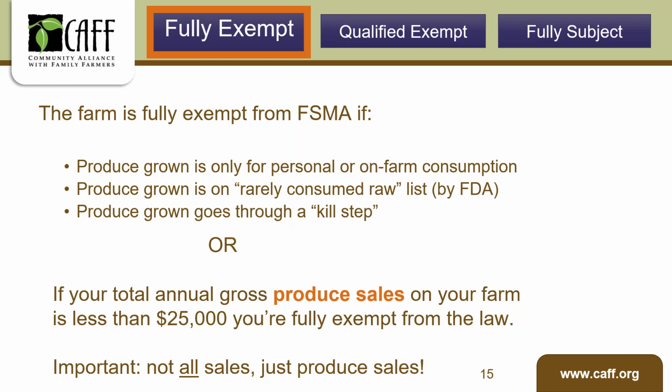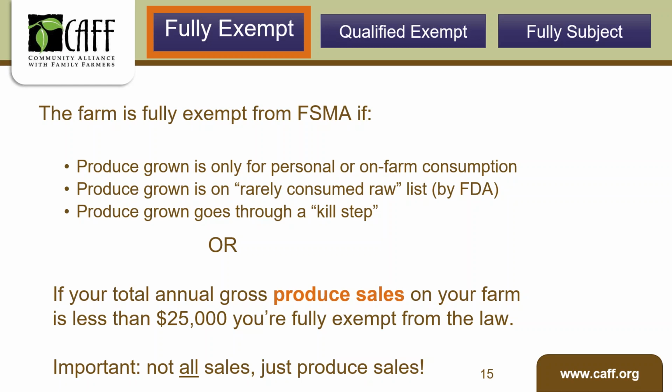And a kill step is referring to pasteurization, fermentation, or very high alkalinity or acidity. So a kill step would be growing raw tomatoes that then get pasteurized and made into canned tomatoes, or raw peaches that get canned into peaches in a jar. So those are different kill steps. So those three top bullet points are different ways and combinations that a farm could be considered fully exempt.